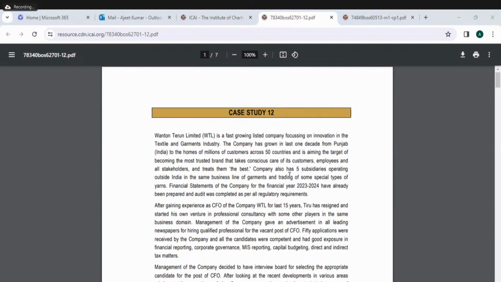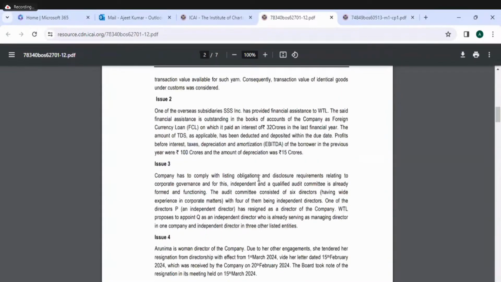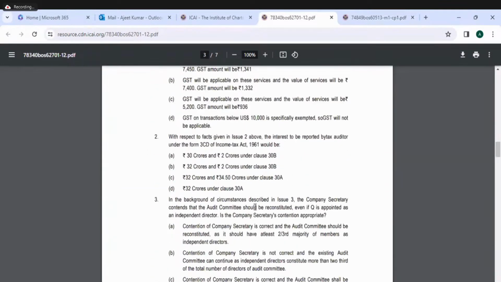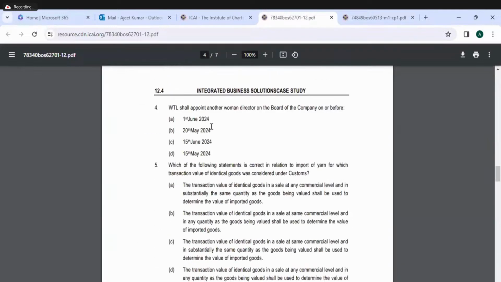So students, I think you can see my screen. The issues related to the company law portion are basically issue 3 and issue 4. If we go to the MCQs portion, we can see that there is one MCQ, MCQ number 3, and we have another MCQ, MCQ 4.